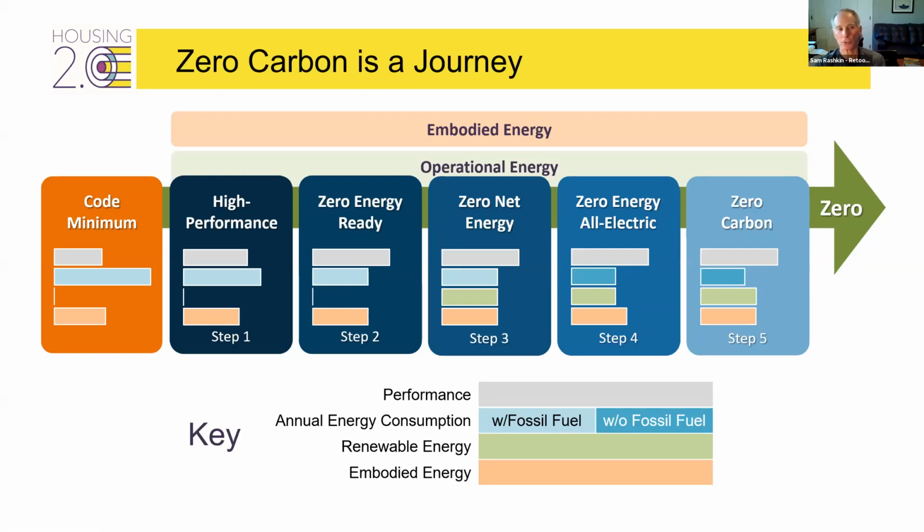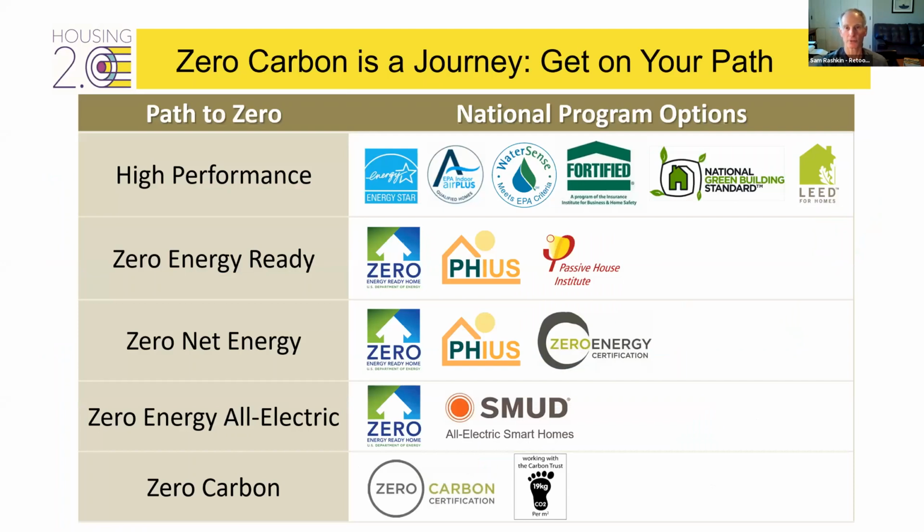And anywhere you can get to start getting on this path is what we should be encouraging people. Not saying if you're not doing one of these levels, you're not doing enough. All of us have a journey, and we just have to encourage and embrace everyone to get on the path to zero. And we have all these options for how to do this.